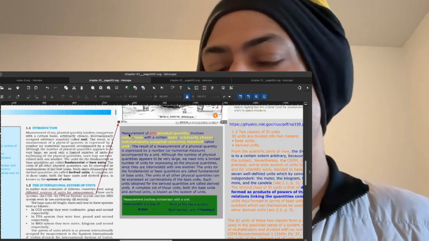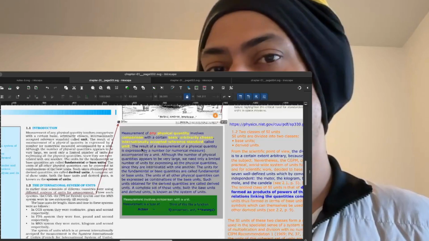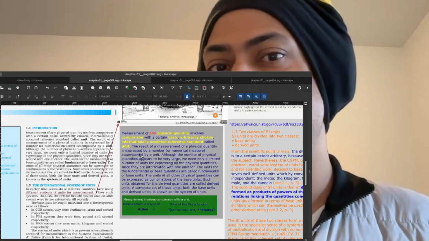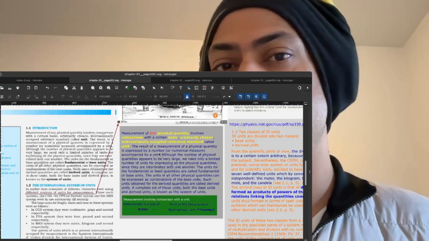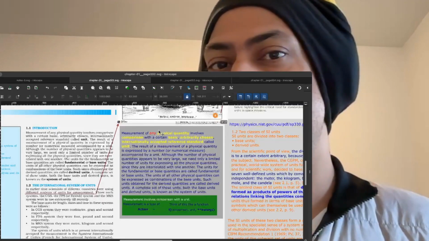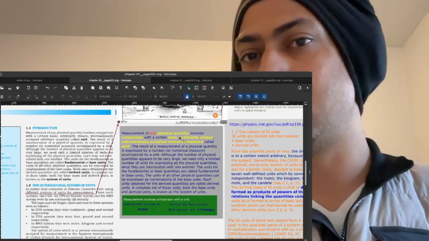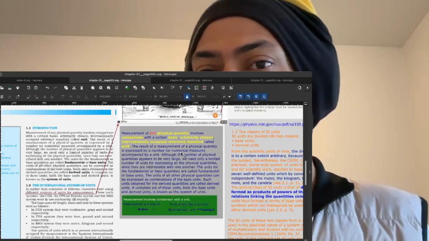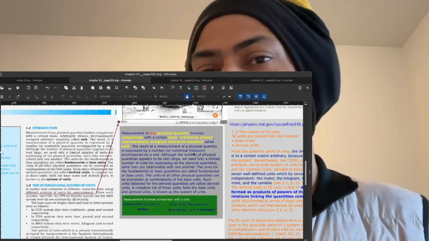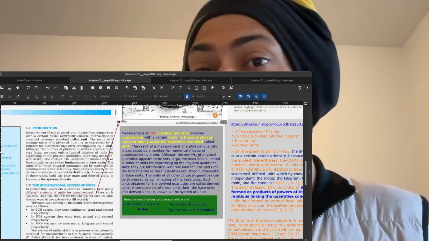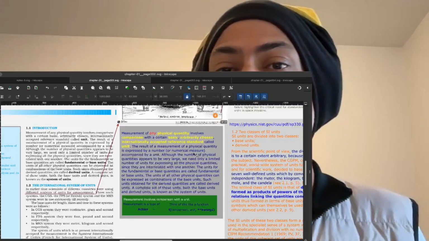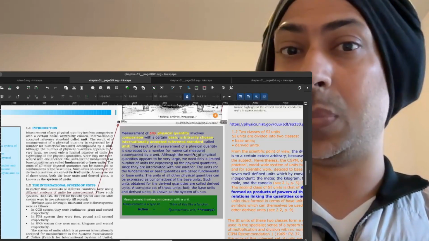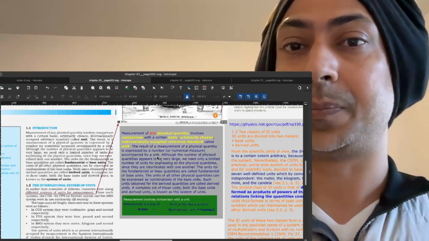So the result of this action, the result of a measurement of a physical quantity, is expressed by a number. So a number is involved whenever there is a physical quantity. Whenever there is a quantity involved, there is a number involved. So the number is basically a numerical measure. You would now be calling this number a measure, a numerical measure, a measure which involves a number accompanied by a unit.